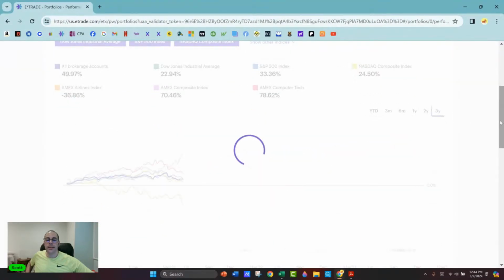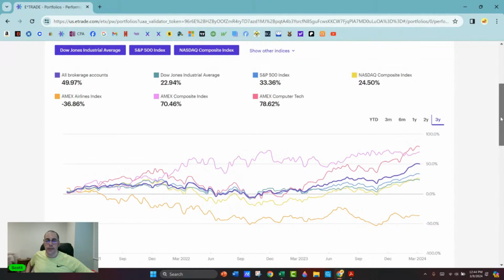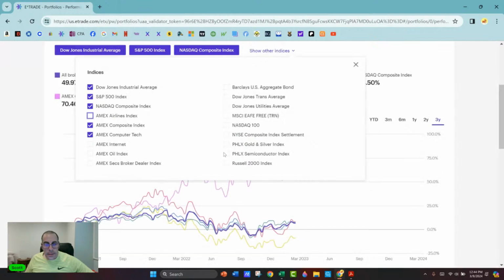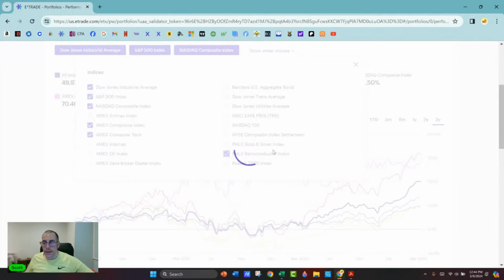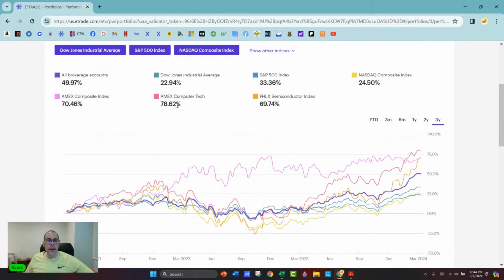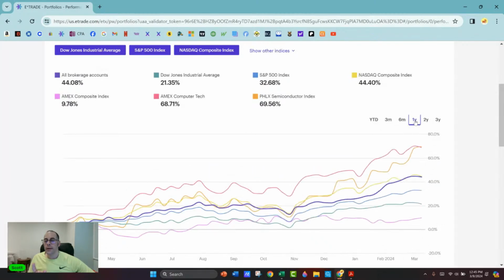So in the past 3 years, the Amex Airlines is down 36%. Oh, the semiconductor must be up a ton. Oh, it's not. The Amex computer is up 78%. Semiconductor is up 70%. The semiconductor is up 70% the past year. I'm up 44%.